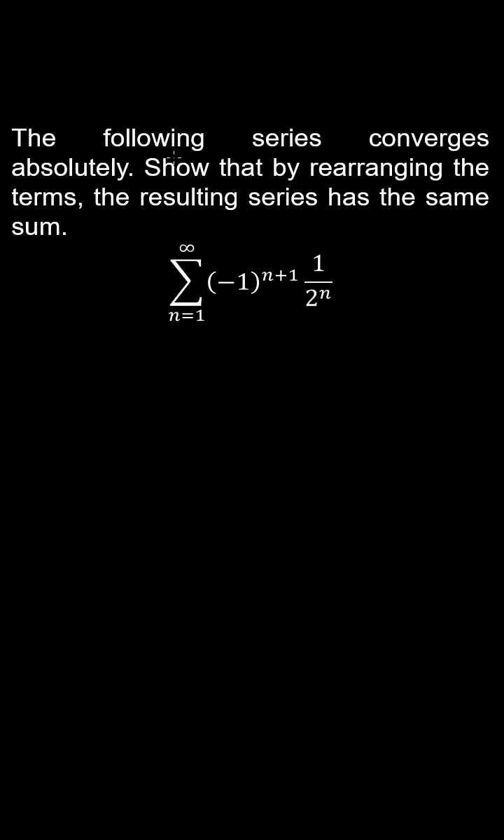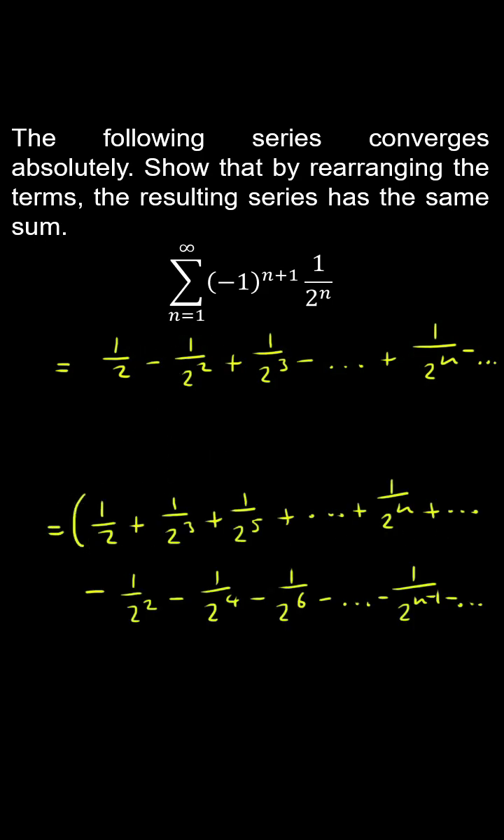The following series converges absolutely, and we're asked to show that by rearranging the terms, the resulting series has the same sum. Well, this is an alternating geometric series, and the most obvious way of rearranging this series is by grouping the positive and negative terms together. So this is one series, and this here is another geometric series where we factor out the negative sign.